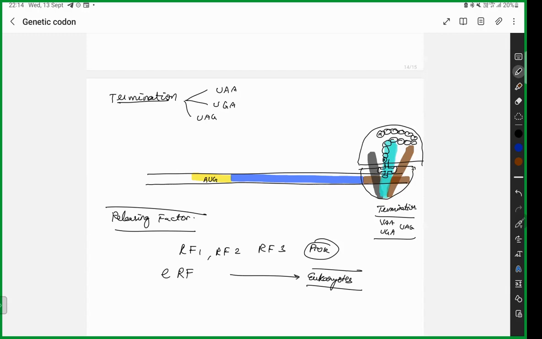So once the releasing factor identifies it, then what happens? You are going to be producing a protein. So now at the end of the day, what you need to understand is how many ATPs are used, how many high energy phosphates are used. 4 high energy phosphates are used.